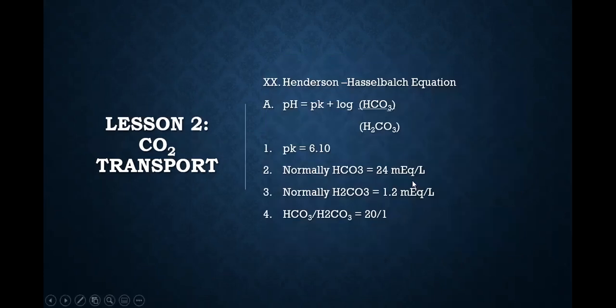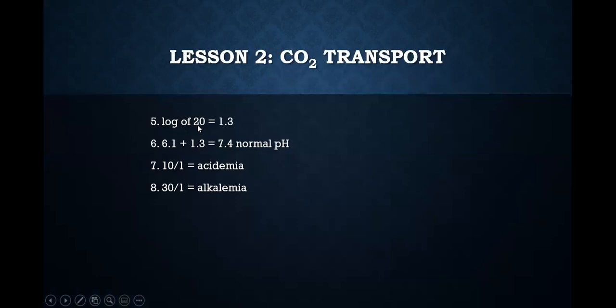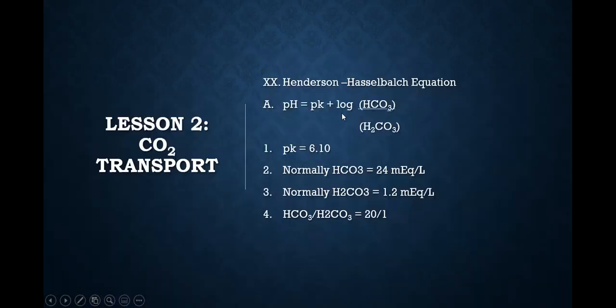Henderson-Hasselbalch, just remember that Henderson-Hasselbalch is how we find pH. It's pK plus the log of bicarb over carbonic acid, okay? Bicarb over carbonic acid is usually 20 to 1. So 20 over 1 is 20, and the log of 20 is 1.3. How they found that is because bicarb over carbonic acid is usually 20 to 1, and that's kind of rounded off.